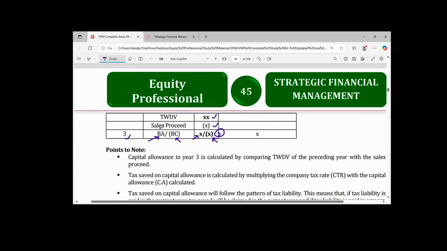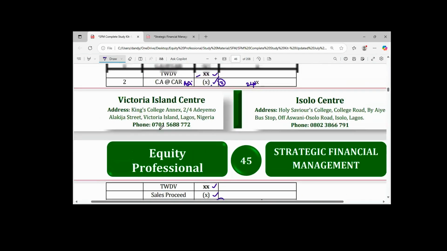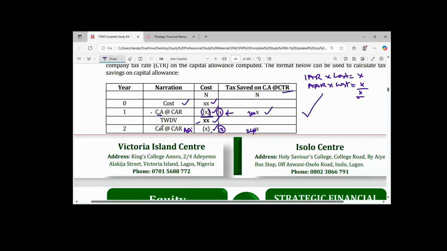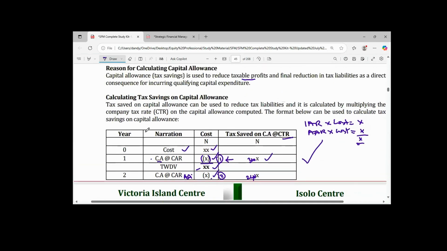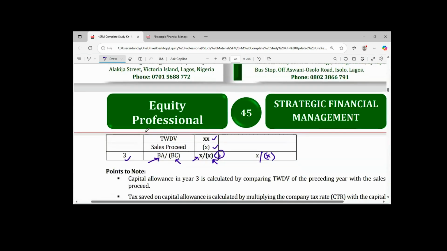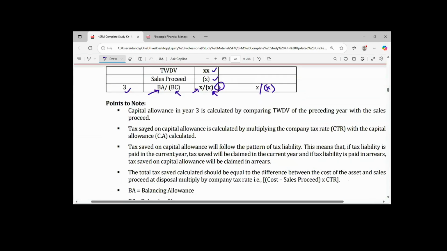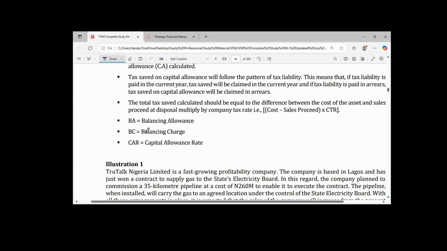Then at the end of the final year, whether it is balancing allowance or balancing charge, just multiply the company tax rate on the difference. This could be positive or negative, depending on whether it is balancing allowance or balancing charge. That is how to calculate the tax saved on capital allowance. Just master the format.